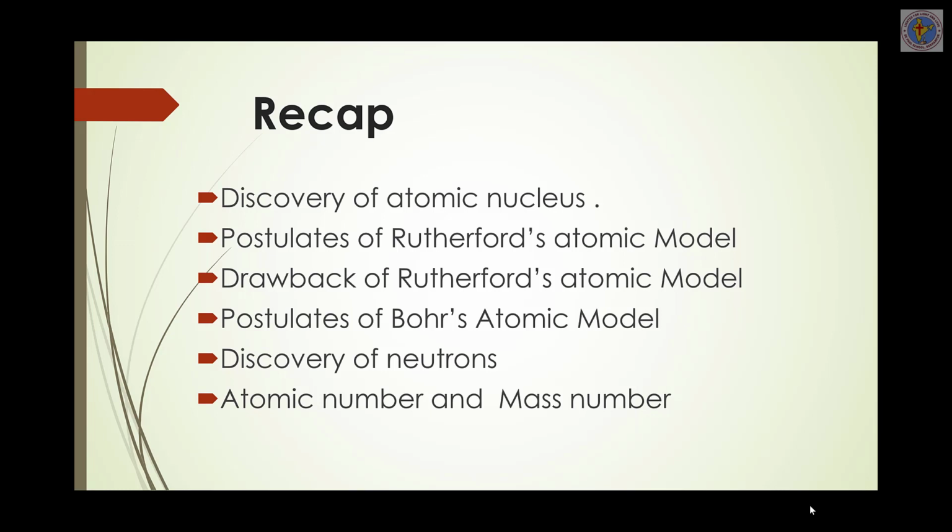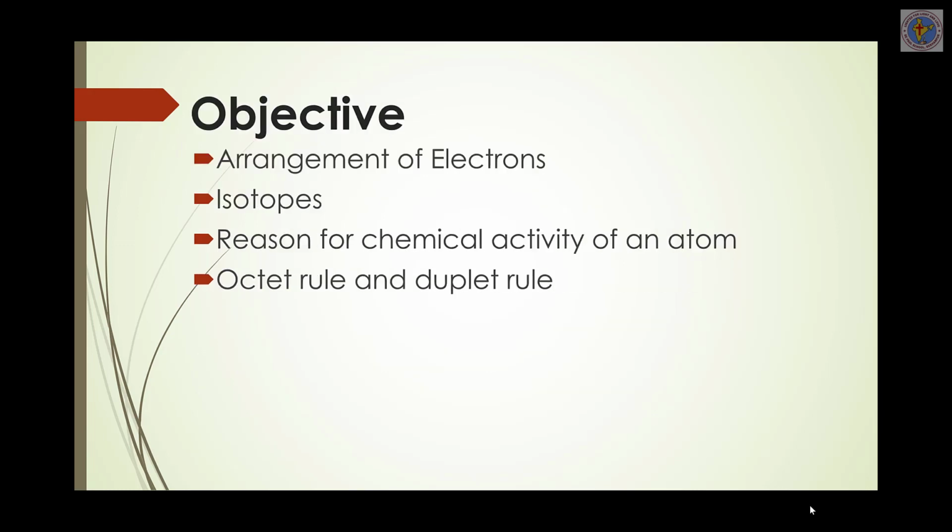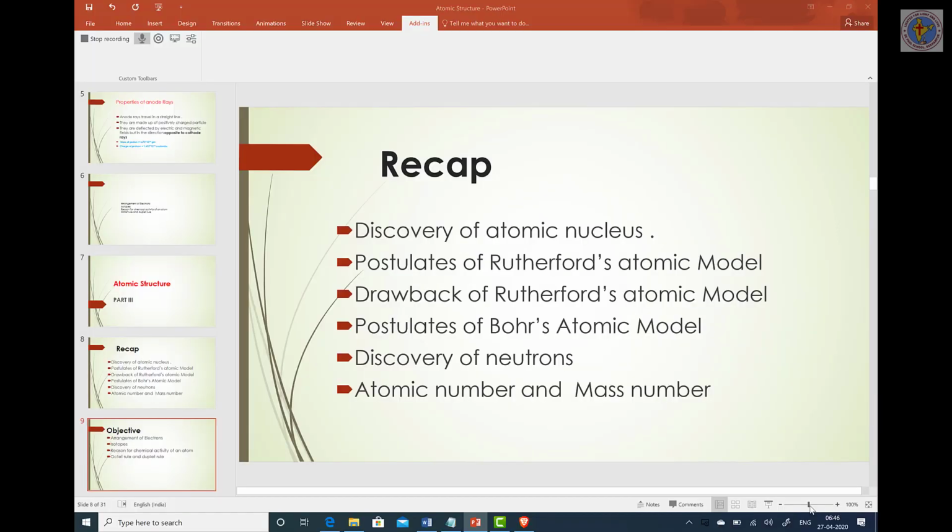In the previous video, we had discussed the discovery of the atomic nucleus, postulates of Rutherford's atomic model, drawbacks of Rutherford's atomic model, postulates of Bohr's atomic model, discovery of neutrons, and atomic number and mass number. In this video, our objective is to learn the following topics: arrangement of electrons, isotopes, reason for chemical activity of an atom, octet rule and duplet rule. So let us start today's session.